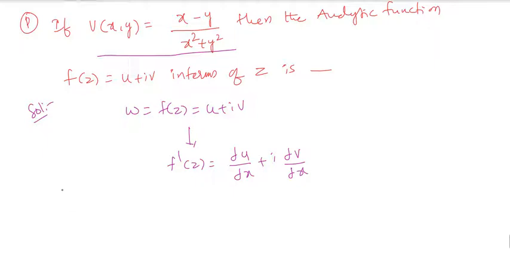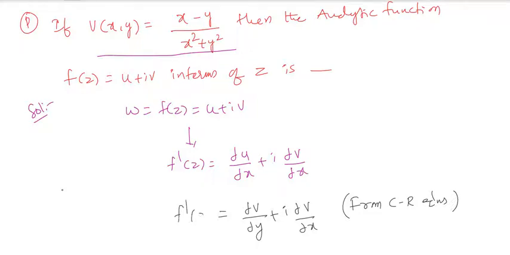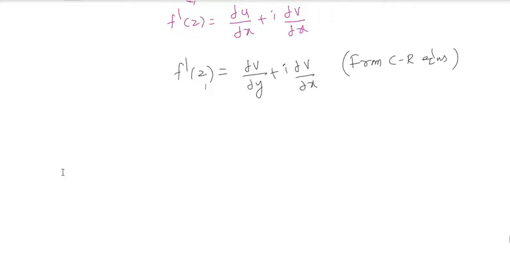So from CR equations, you can replace dou u by dou x with dou v by dou y, plus i into dou v by dou x. Now we need to calculate dou v by dou x and dou v by dou y. So what is v they have given? v is equivalent to x minus y divided by x square plus y square. So for this you have to calculate vx and vy.